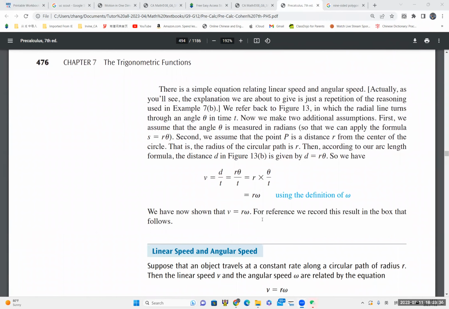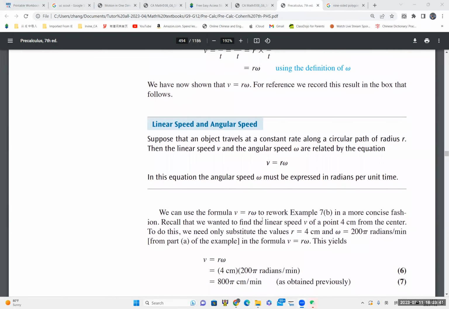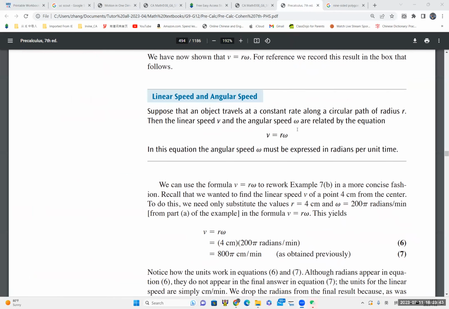V equals D over T. Yeah, this is the formula I already showed.